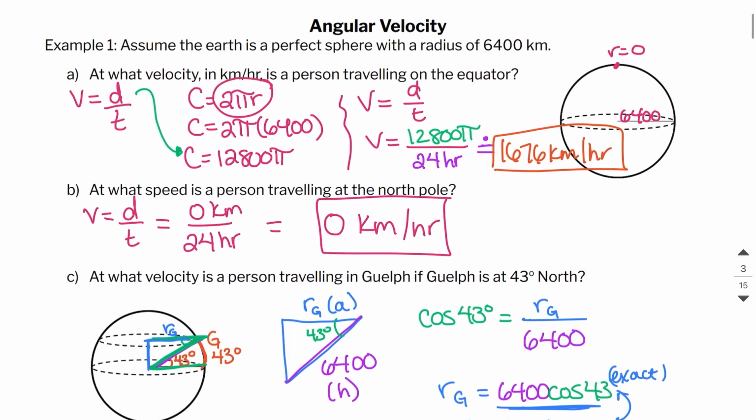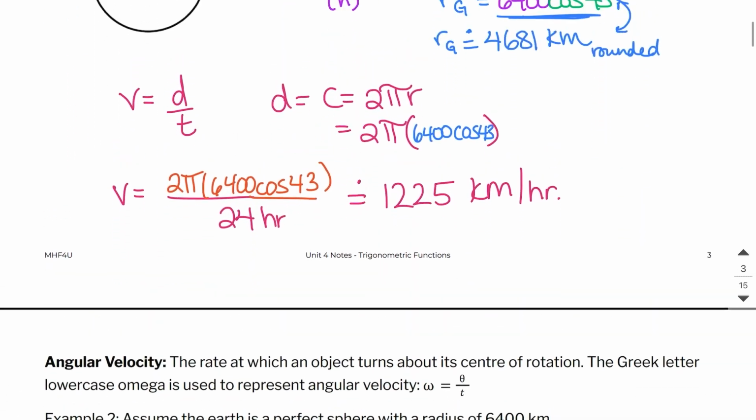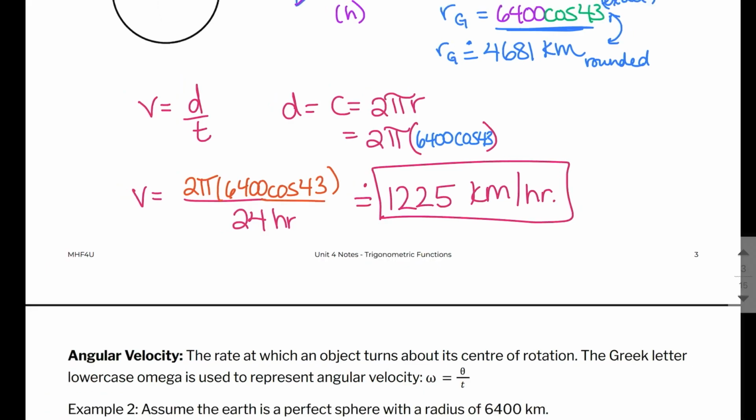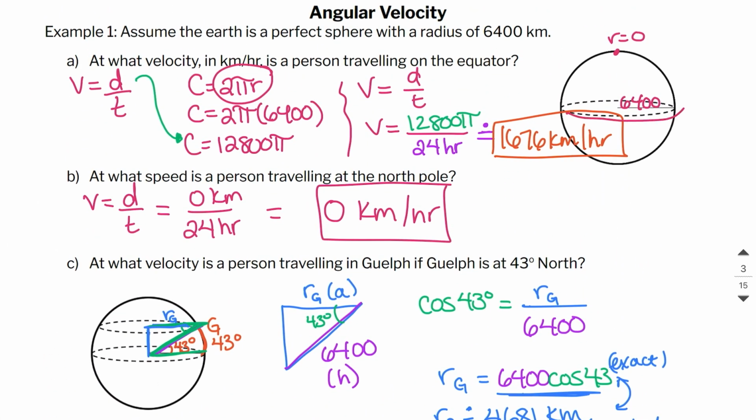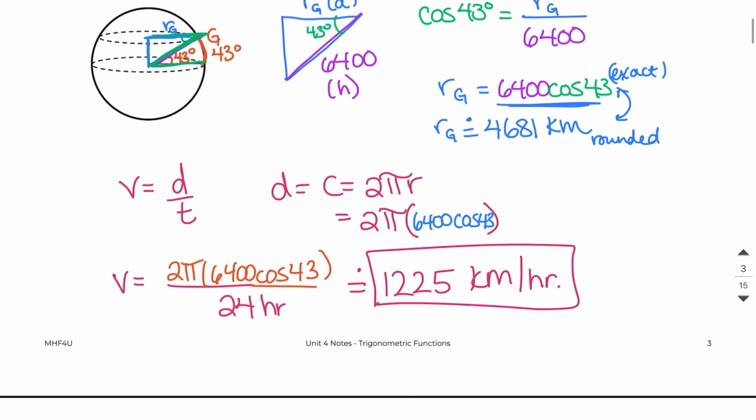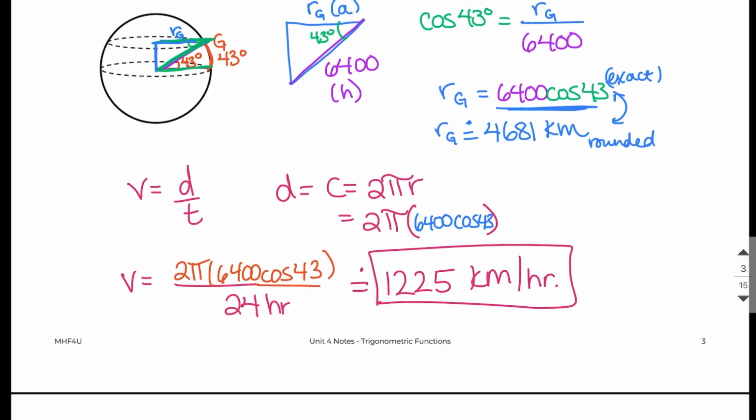Now, if you notice, depending on where you are on the globe, that will change the speed that you are traveling at. If you're on the equator, you have more distance to travel in the 24 hours. So your speed here is 1,676 kilometers per hour. If you are in Guelph or in a different part of the globe that is not the equator, you're going to have a slower velocity because you have less distance to cover here than you would on the equator over here.